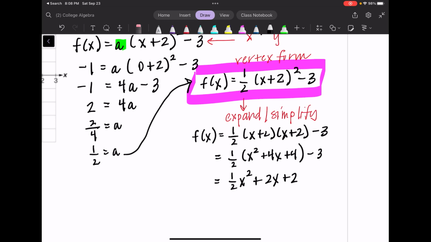2x plus 2 minus 3. Combining like terms, I'm going to end up with my general form. 2 minus 3 is -1. And so there is our general form.